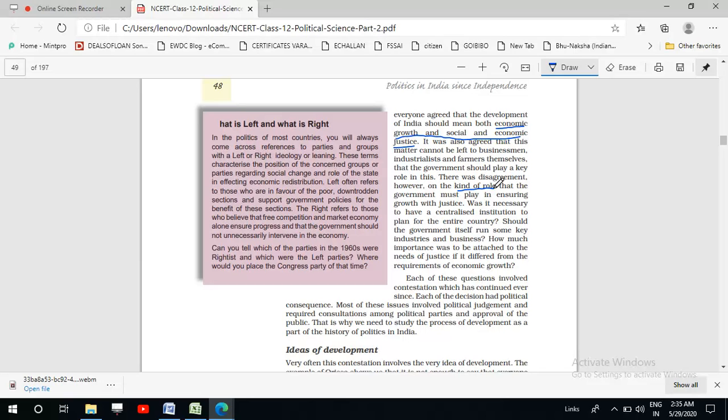How much importance was needed. So these are the issues. These were the key questions which were obstructing the clarity. Our leaders were not clear about the role of the government, about the kind of role that the government should play in the economy. Each of these questions involved contestation, which has continued ever since.